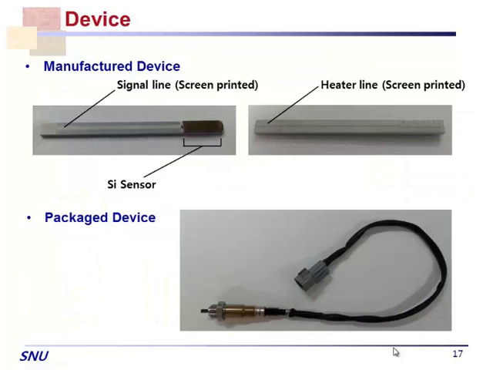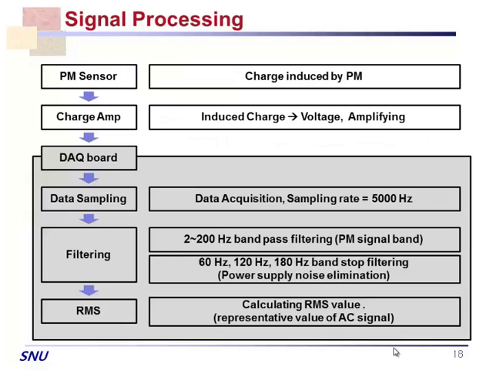And this is a manufactured and packaged device, in the sense that this is the top portion and the bottom portion again, and then this is wired and assembled in there. So this is a sensor tip, and it's plugged into the exhaust pipe.